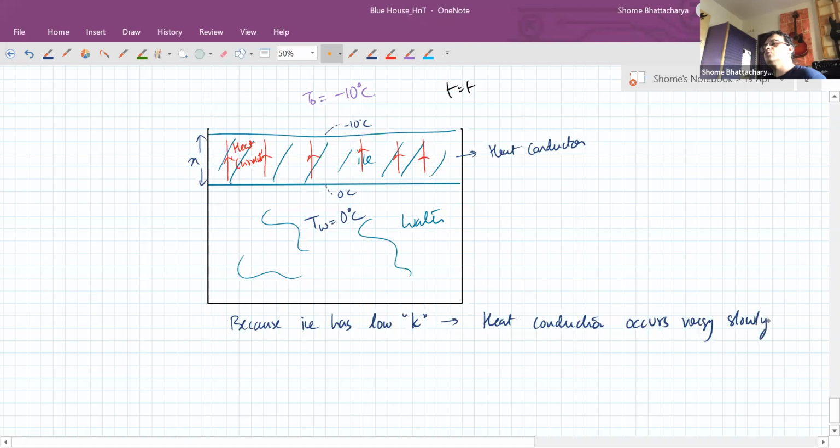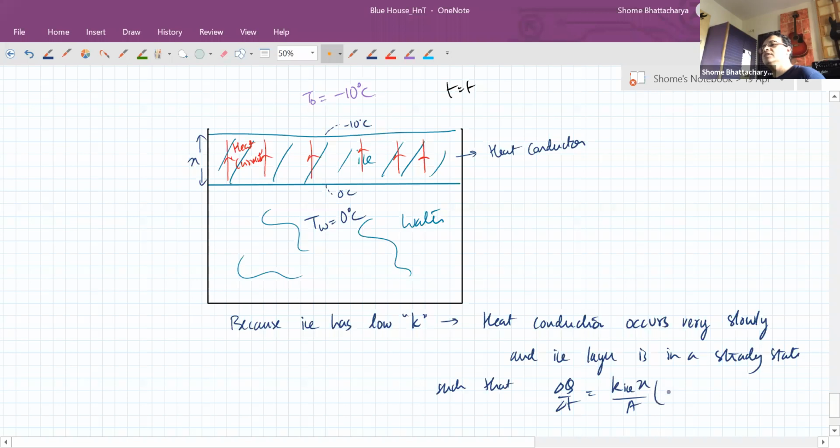So because it occurs very slowly, it's always like the ice is in a steady state. And the ice layer is in a steady state such that you can see your delta Q by delta T is equal to K of ice into A divided by x, into this temperature difference, and that temperature difference will become temperature of water minus temperature of the surrounding atmosphere.